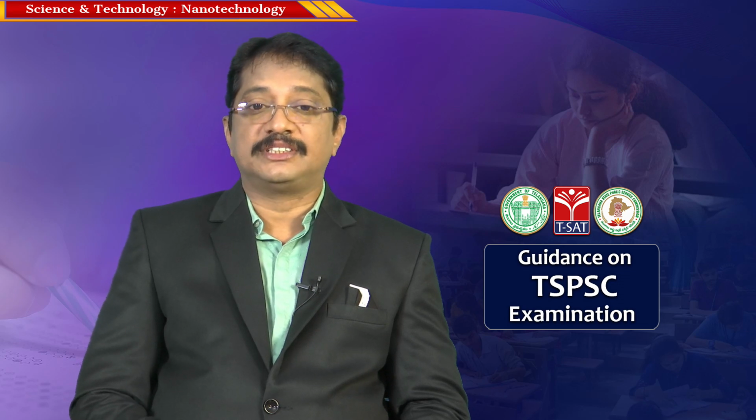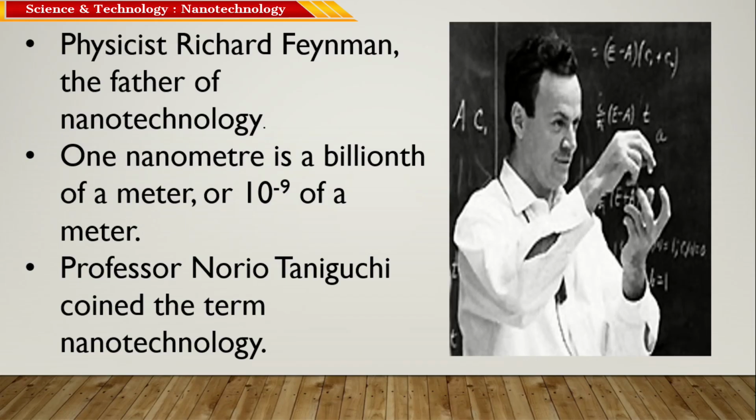Now we are seeing the image of Richard Feynman, the father of nanotechnology. Generally, one more question may be asked in the examination: who is the father of nanotechnology? Physicist Richard Feynman, the father of nanotechnology. 1 nanometer is 1 billionth of a meter, that is 10 power minus 9 of a meter.